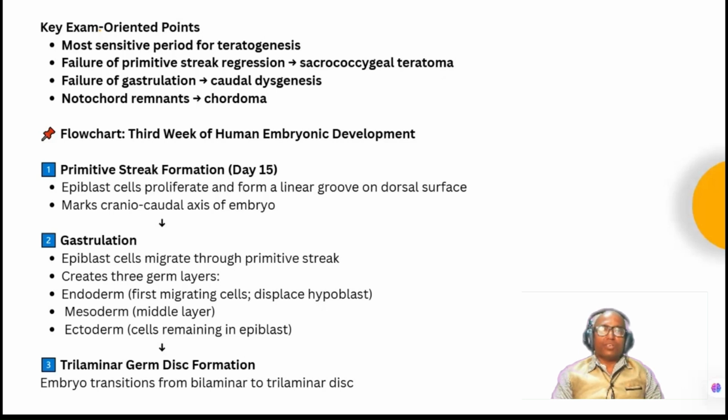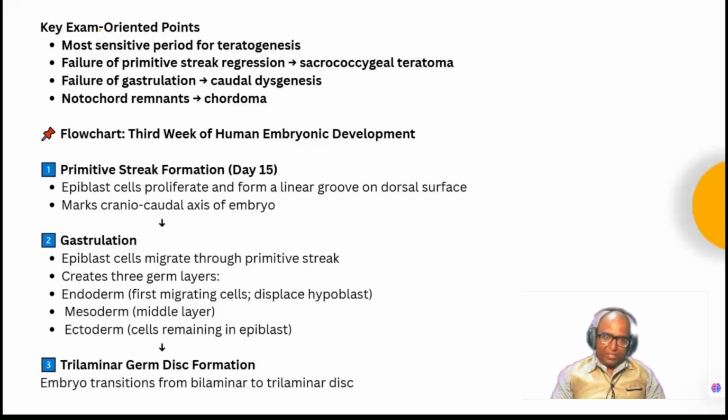If you see it in flowchart format, in this third week of development, the primitive streak is getting formed. First is the formation of the primitive streak by around day 15. The epiblast cells proliferate and form a linear groove on the dorsal surface that marks the craniocaudal axis of the embryo. After that, there is gastrulation, that is the formation of the three layers. Epiblast cells migrate through this primitive streak and create the three germ layers.